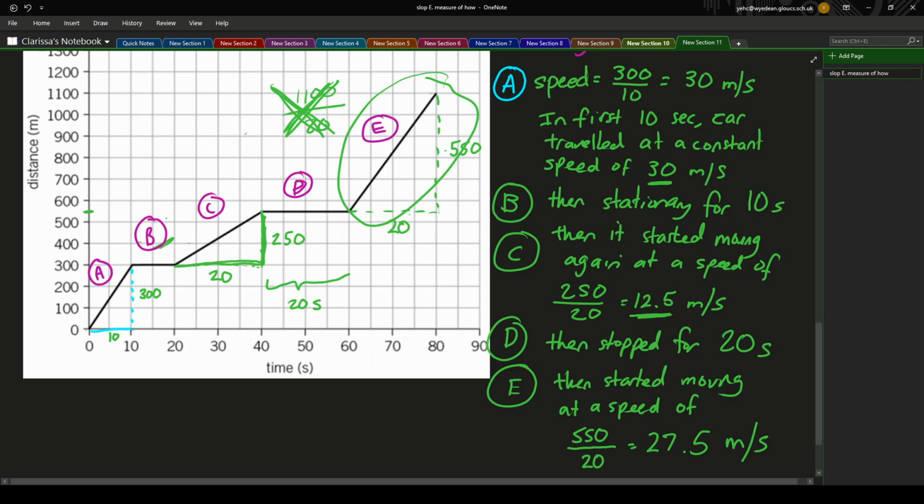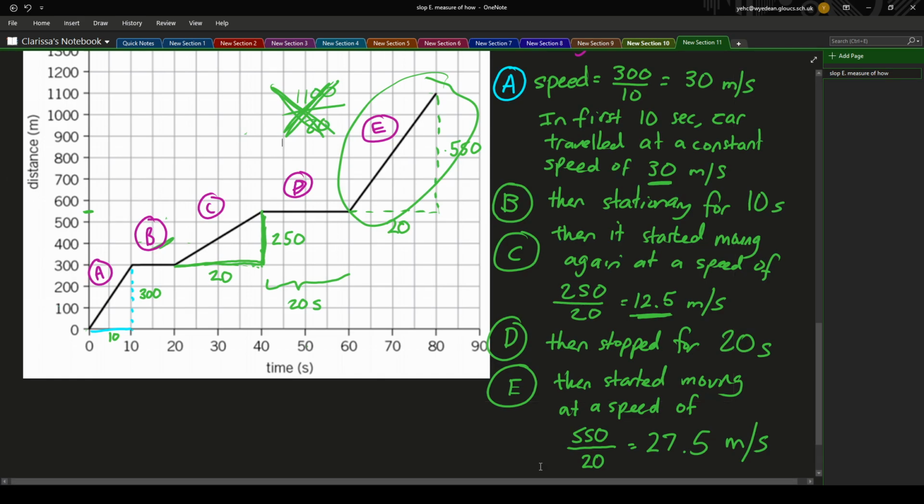Another mistake that a lot of students make is, when it comes to the flat horizontal line, not recognizing that that means the object is no longer moving, which is a really important thing for you guys to memorize. The trick to memorizing it is recognizing that distance is not changing even though time is. So it is staying still, because there's been no increase in distance even though time has increased.